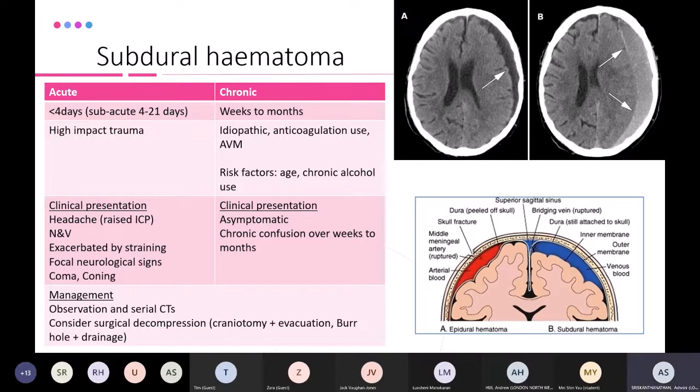So clinical presentation, we've gone through the one for chronic, but for clinical, you'll get this headache, nausea and vomiting, exacerbation when you're straining, for example, when you're coughing and things like that. You'll see these focal neurological signs and a possible coning effect too. Management is obviously doing a series of CT heads, doing your neuro-obs, so there's 48-hour monitoring, and then you might want to consider surgical decompression, so always refer to neurosurgeons for any sort of brain bleeds and see what they say.